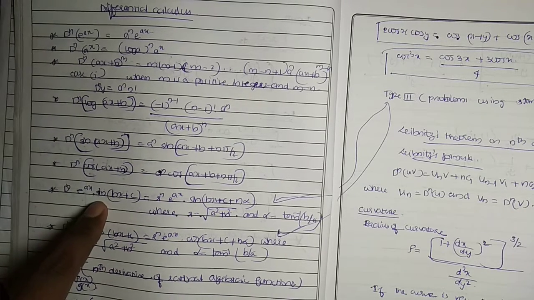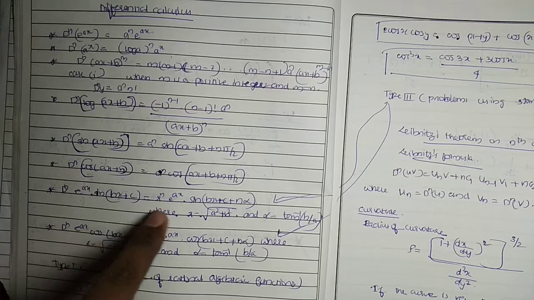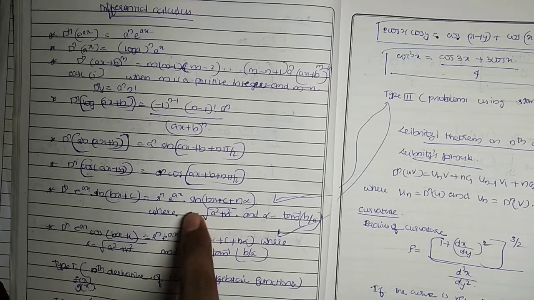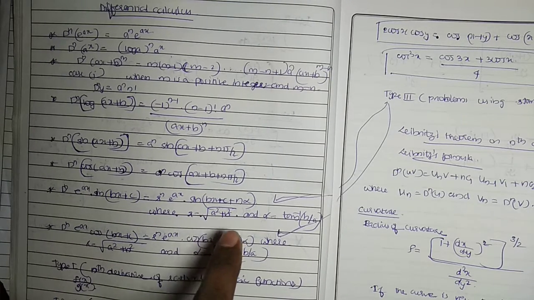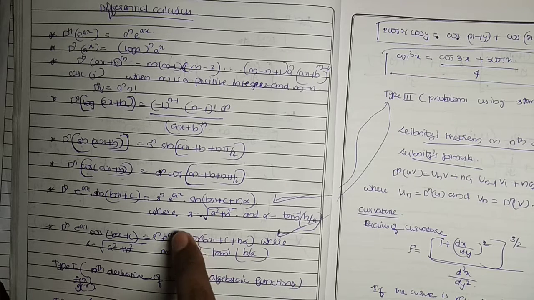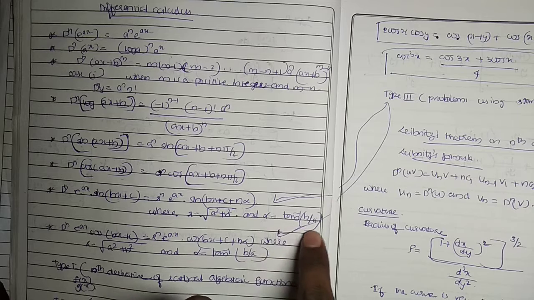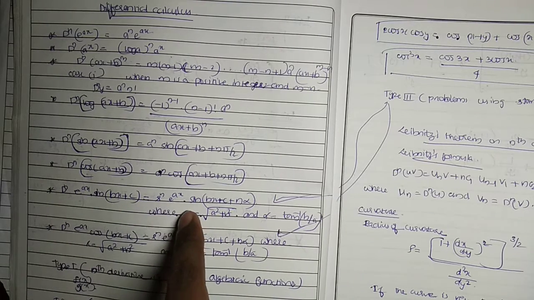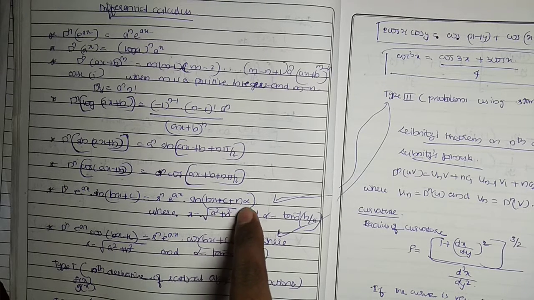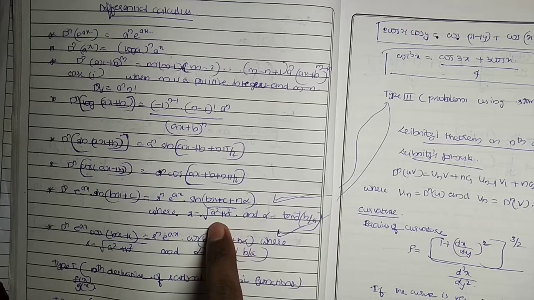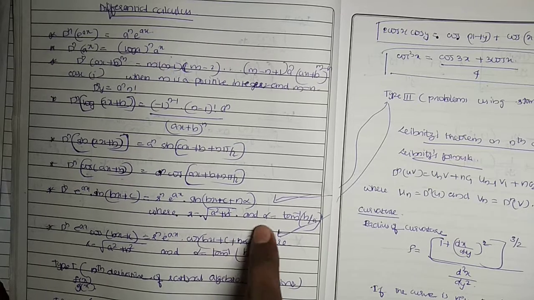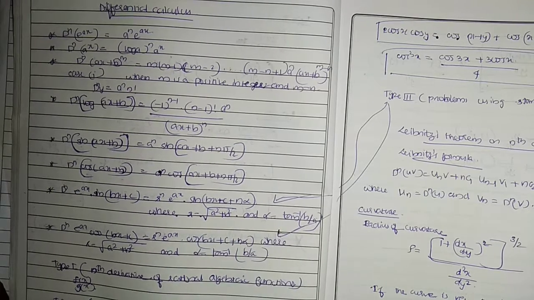The nth derivative of e raised to ax into sine of bx plus c is equal to r raised to n into e raised to ax into sine of bx plus c plus n alpha, where r is equal to root of a square plus b square and alpha is equal to tan inverse b by a.